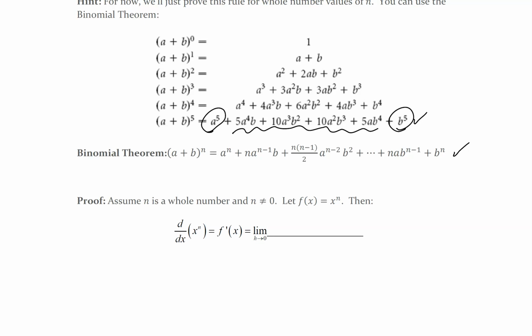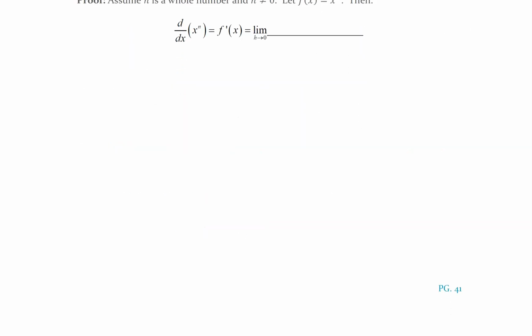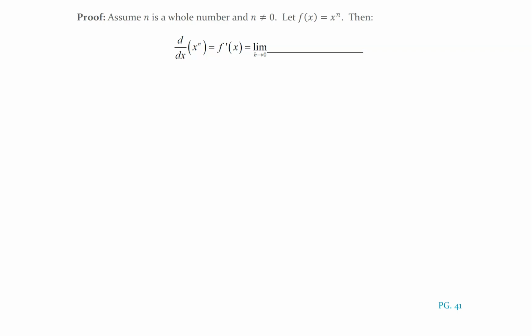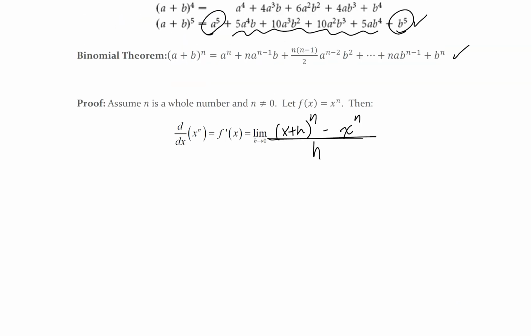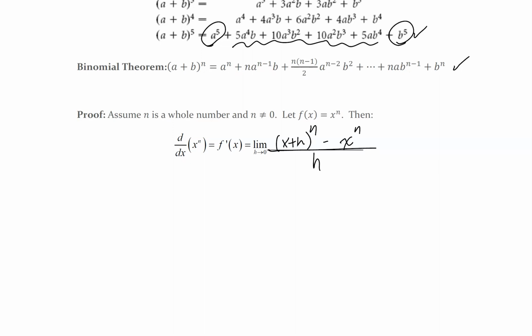Now, the derivative of x to the n power. By definition, you would have (x plus h) to the n minus x to the n, all divided by h. That's the definition of derivative, right? So now think about having to expand (x plus h) to the n power. What are we going to have? The derivative of x to the n with respect to x is going to equal the limit as h goes to 0.